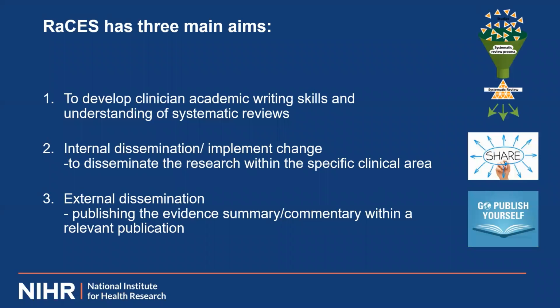At a project level, RACES has three main aims. Firstly, to develop clinical academic writing skills and an understanding of systematic reviews. This will help to build research capacity and capability at both an individual and organisational level. Secondly, RACES aims to disseminate research evidence and implement change at an internal level, that is, within the specific clinical area or organisation. Thirdly, external dissemination is always encouraged through publishing the summary or commentary within a relevant publication.